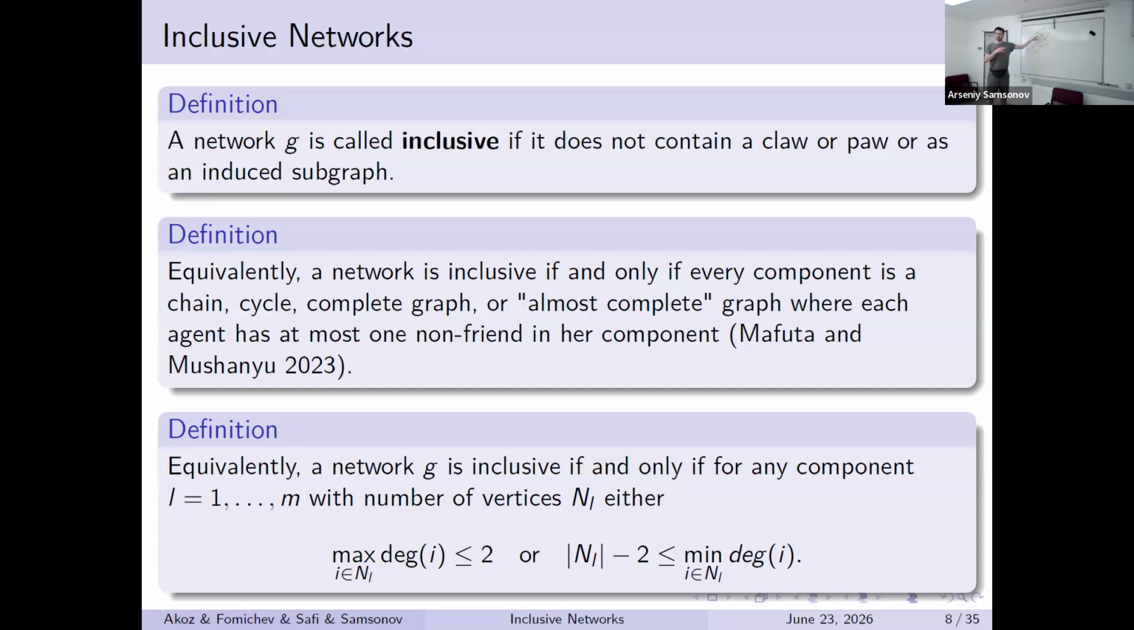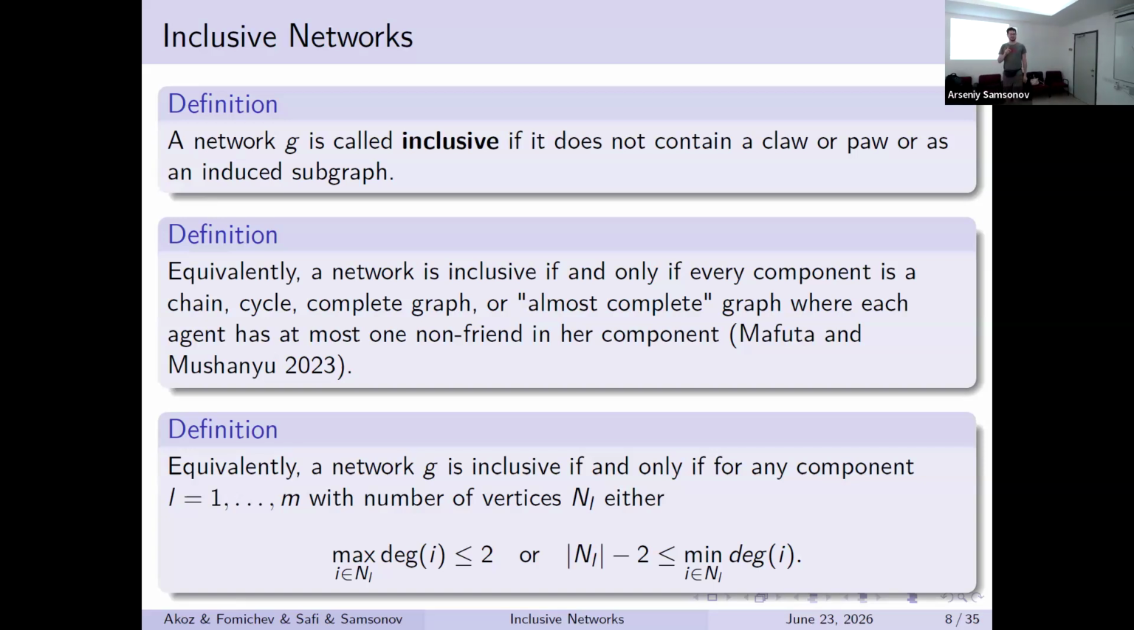I just wanted to show what an induced subgraph is. So what is it? I take a subset of vertices, and I take all the edges between these vertices, and you don't draw any new edges. Sure. Okay. That's it. That's a new subgraph. So equivalently, a network is inclusive if and only if each.